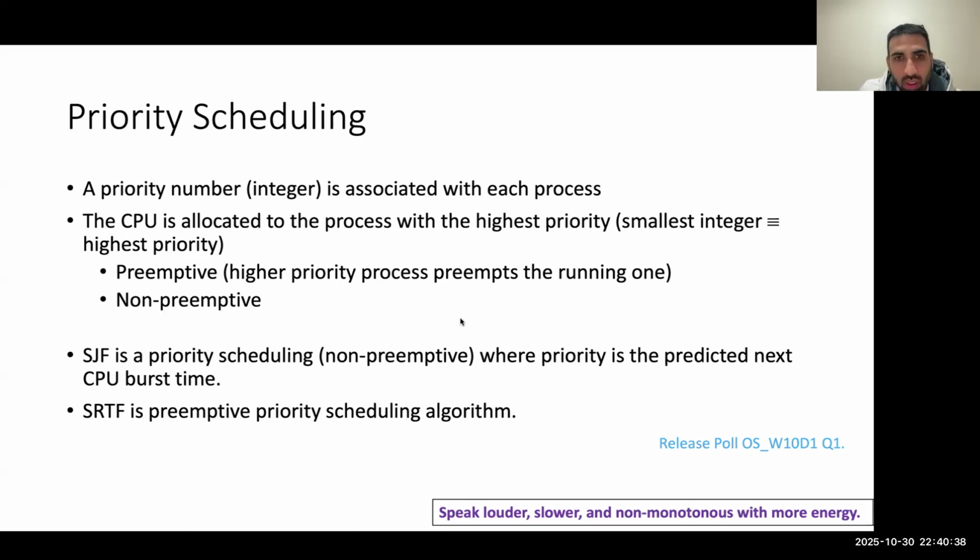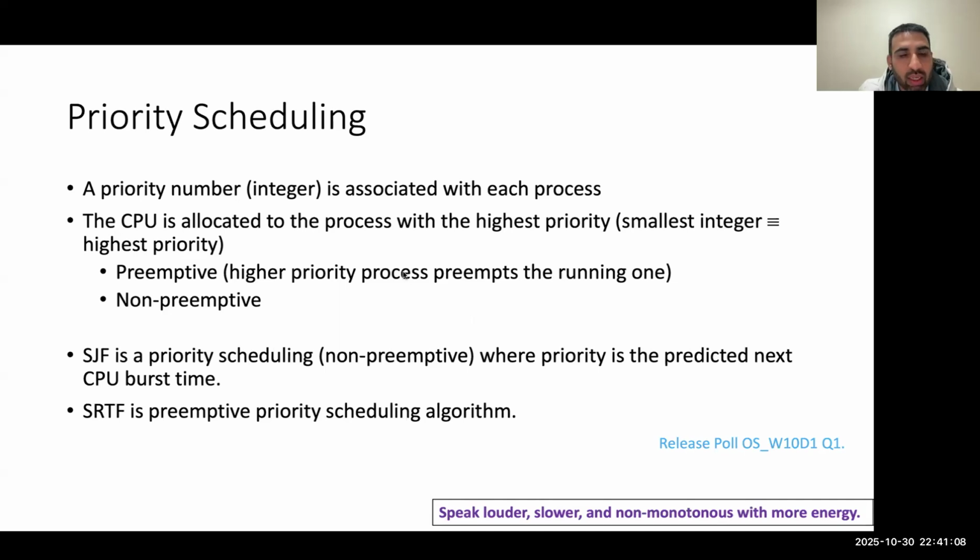What is the next question? Three, RR provides better response time than FCFS. That is true. Why? Because as I said earlier, in FCFS we wait for the process that arrives first to complete before we can schedule any other process that arrived later, right? But that is not the same in RR, because in round robin we are using a time slice.